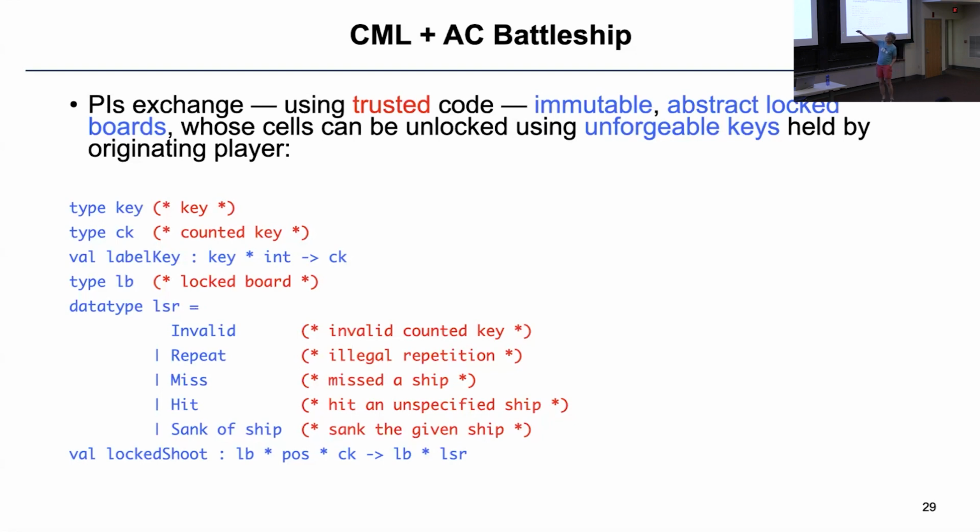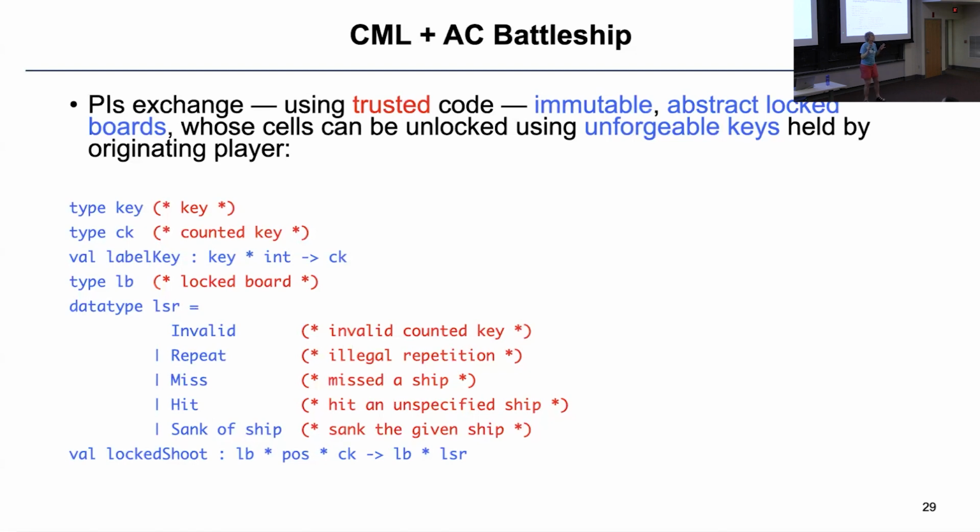So if I have a key, which is unforgeable, so they could be implemented, for instance, by references, and I have an integer, I can put them together and make a counted key, but if I hand you a counted key, you can't take them apart. So there's no way that you can actually pull them to pieces, deconstruct them. This is the type of a locked board. That's what the boards are being turned into. These are the results of shooting. And there's a locked shoot function. Well, right, let me emphasize again that these are immutable.